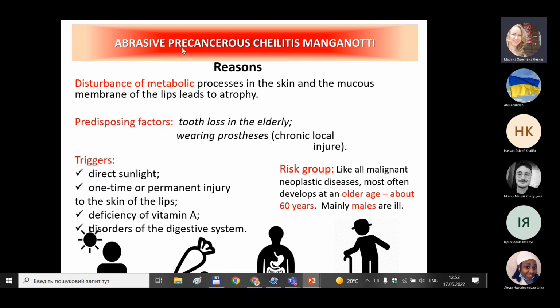Triggers to abrasive precancerous cheilitis of Manganotti are direct sunlight, one-time or permanent injury to the skin of the lips, deficiency of vitamin A, disorders of the digestive system, and of course, risk group: like all malignant neoplastic diseases, it most often develops at an older age, about 60 years. And for this particular precancerous cheilitis of Manganotti, mainly males are ill.